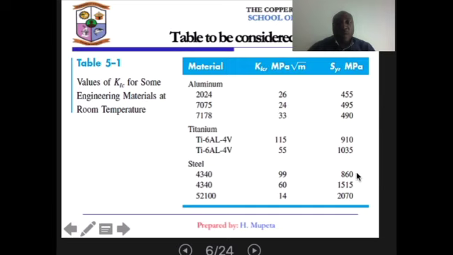This table 5.1, which we are looking at, simply gives approximate typical room temperature values for the fracture toughness, which we call KIC, for several materials. As previously noted in the lecture that we have had, this fracture toughness depends on many factors, and the table we are considering here is meant only to convey some typical magnitude of fracture toughness.